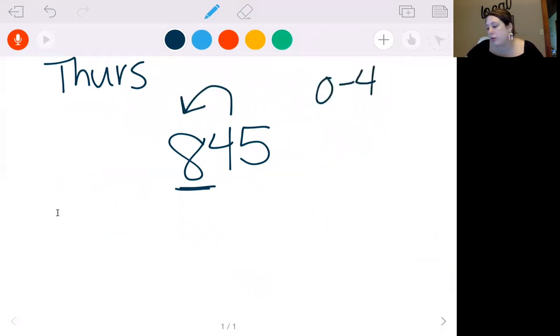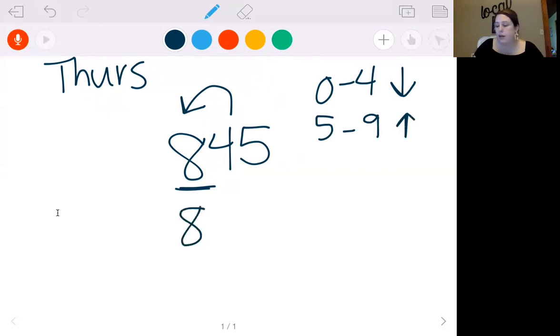Remember, 0 through 4 rounds down or stays the same. 5 through 9 rounds up. That 4 tells me that my 8 is going to stay the same, and everything after it is going to change to zeros. So 845 is closer to 800 than it is to 900. It's almost to 900. 850 would be about the halfway mark.